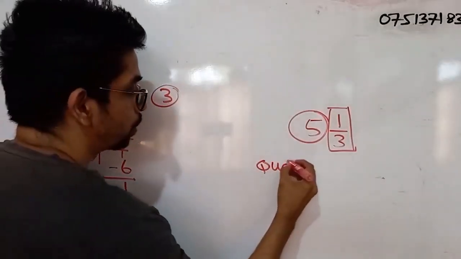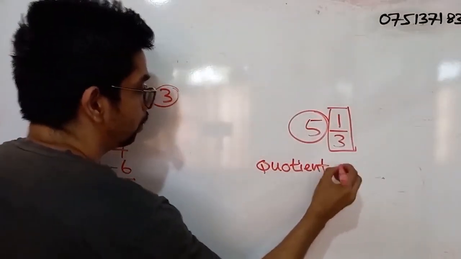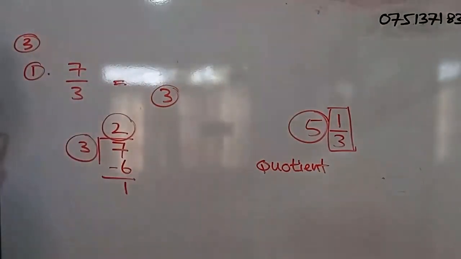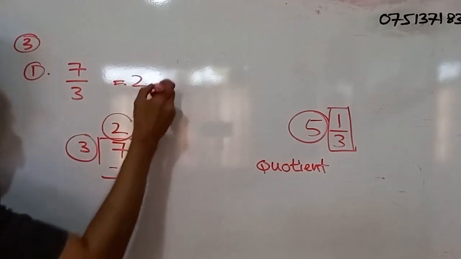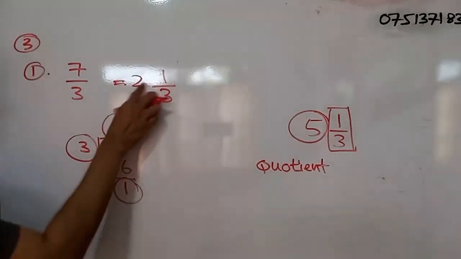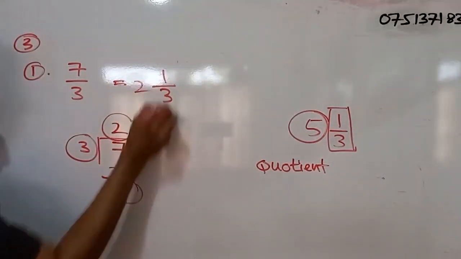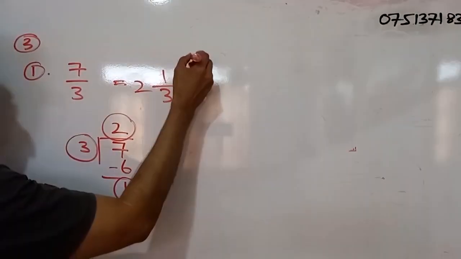What is the term? Quotient. The quotient will be the whole number part. So here we get a 2. Right? Then what will be the numerator? Remainder. Right? So 2 and 1 by 3.